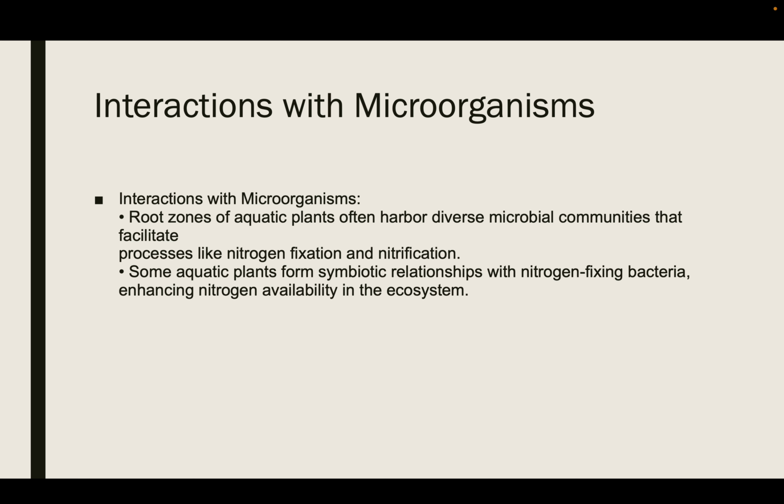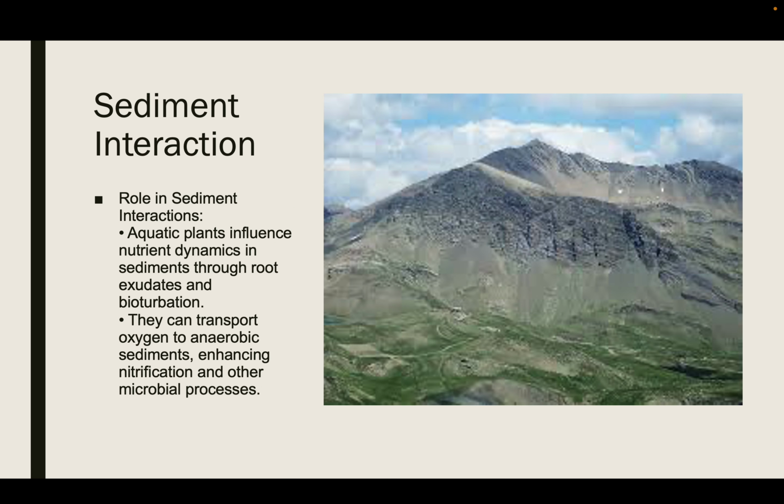And then we also have interactions with microorganisms. So interactions with microorganisms inside the aquatic plant nutrient cycle consist of the root zones of aquatic plants. They facilitate processes like nitrogen fixation and nitrification. And some aquatic plants form symbiotic relationships with nitrogen fixing bacteria, enhancing nitrogen availability in the ecosystem. And then there's also sediment interaction.